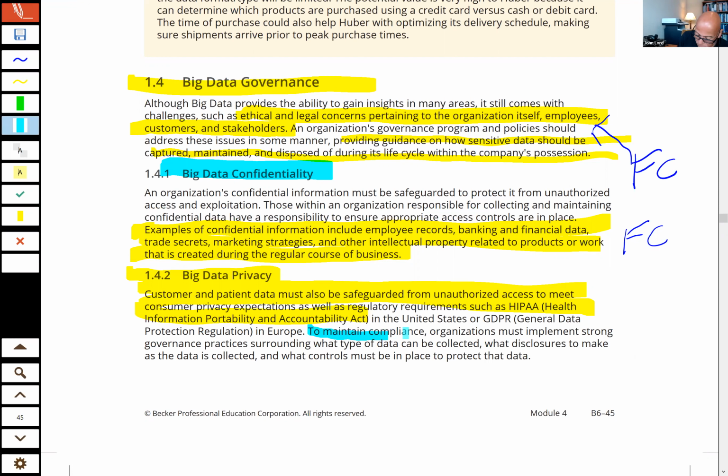So to maintain compliance, organizations must implement strong governance surrounding what type of data can be collected, what disclosures to make as the data is collected, and what controls should be in place to protect that data. So if you're going to be collecting some health information about a client or a customer, you have to be very careful about how you protect that information. Okay, so go ahead and flashcard those concepts I highlighted about data privacy.